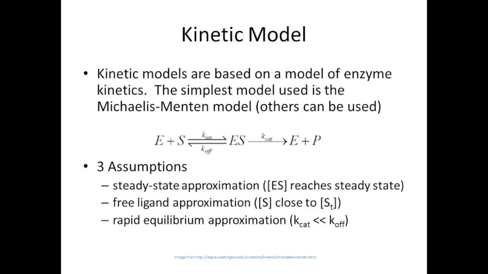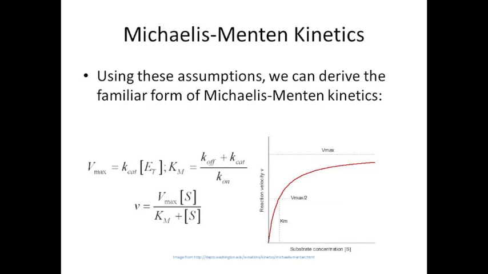Once we have these three assumptions, we can derive the more familiar form of Michaelis-Menten kinetics, where the reaction velocity is equal to Vmax times the concentration of substrate over Km plus the concentration of substrate, where Vmax is the maximum possible velocity, and Km is equal to (Kr plus Kcat) over Kon in the previous equation. This gives us a curve of enzyme velocity depending on substrate concentration, approaching Vmax as substrate concentration increases.